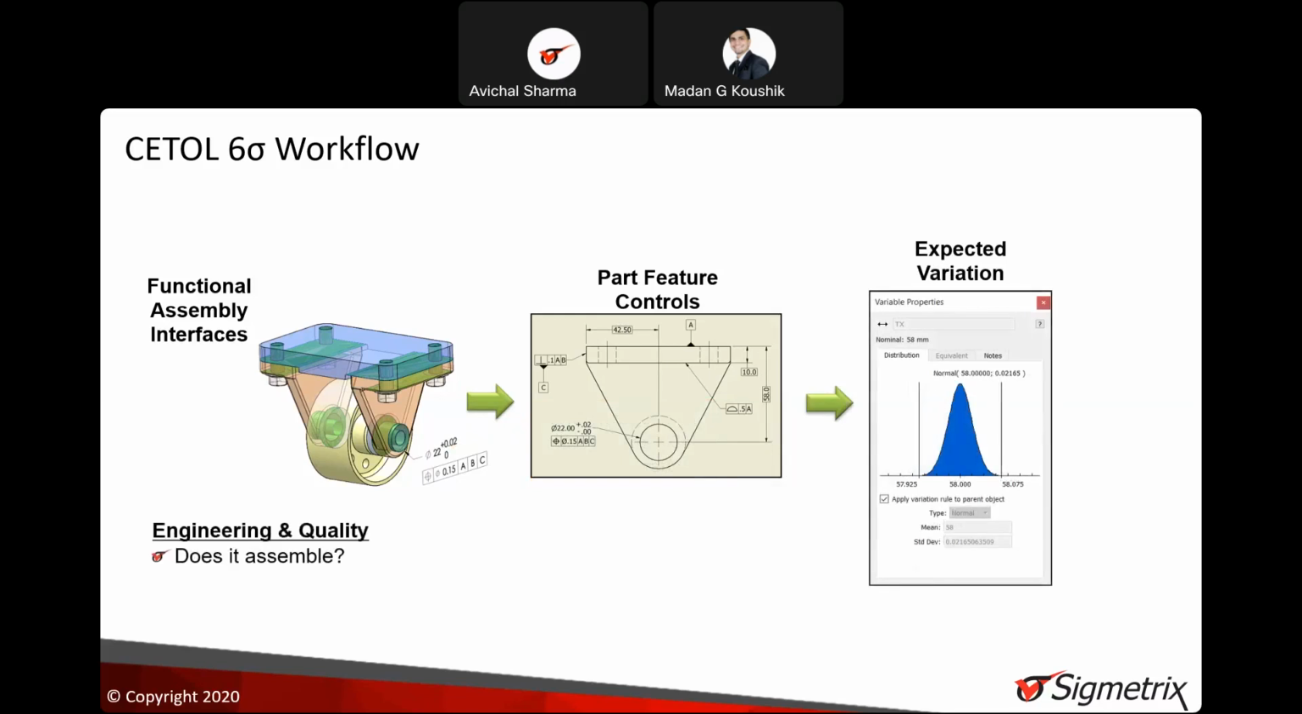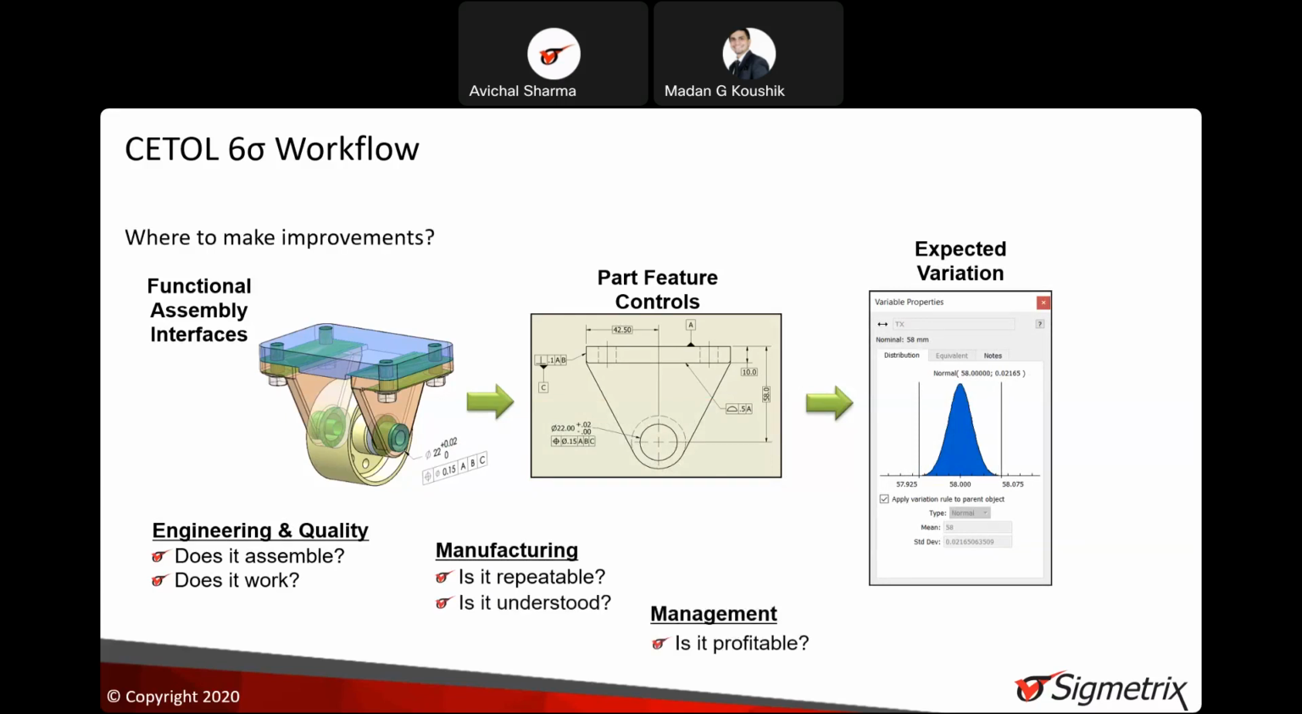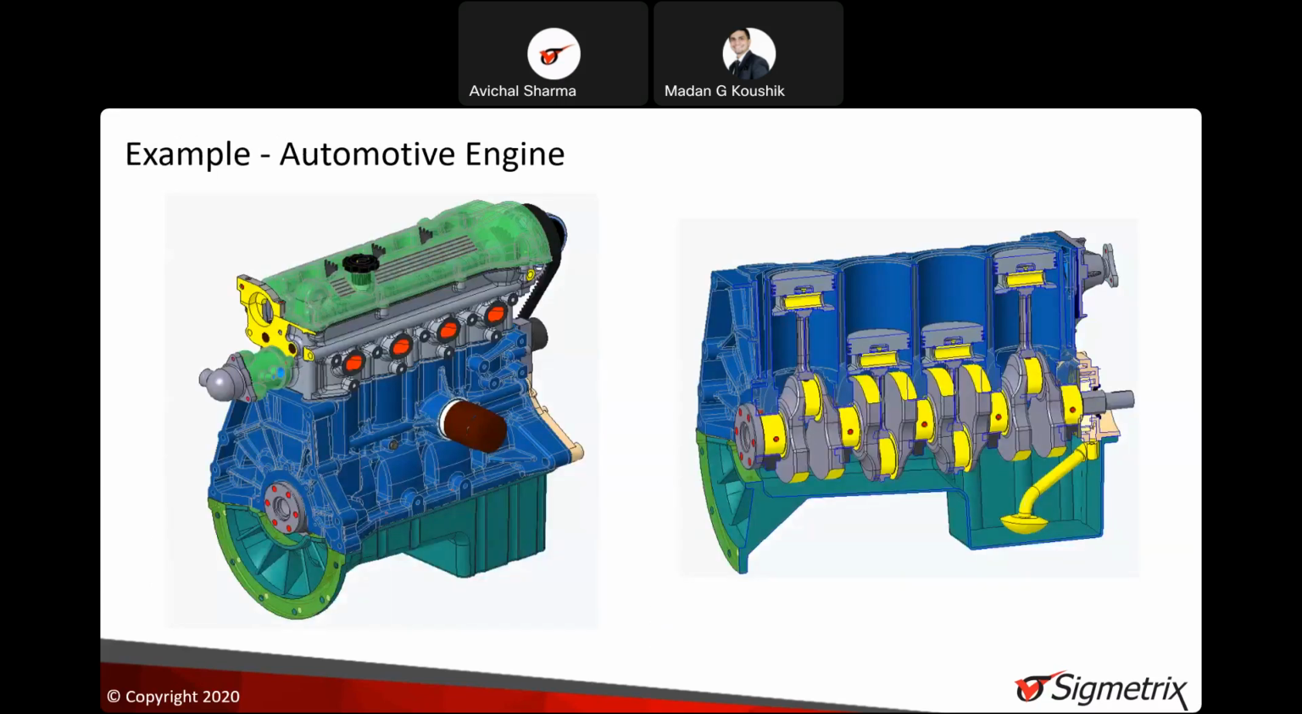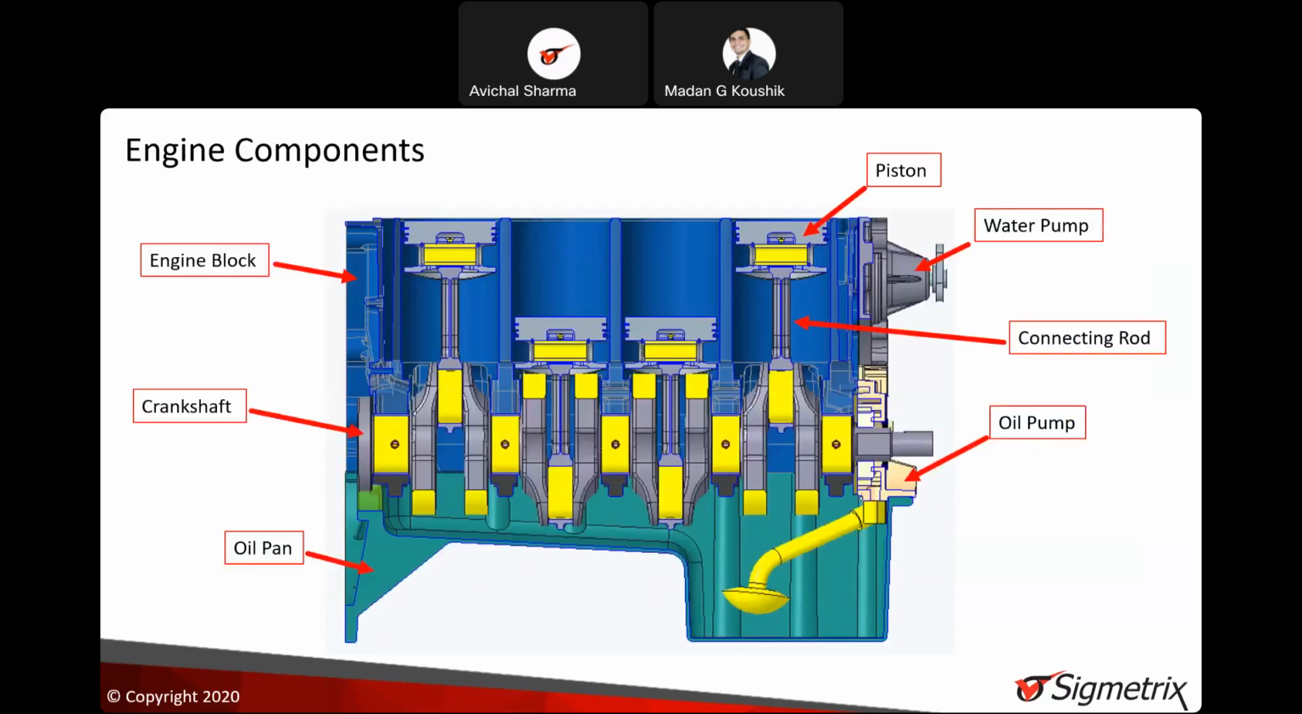Okay, and then once we define the measurements, we can solve and get the results, and then look at results in terms of contributors and sensitivities. So this is the example which I will be explaining in detail. This is an automotive engine assembly, just to show the parts that I'm considering here.